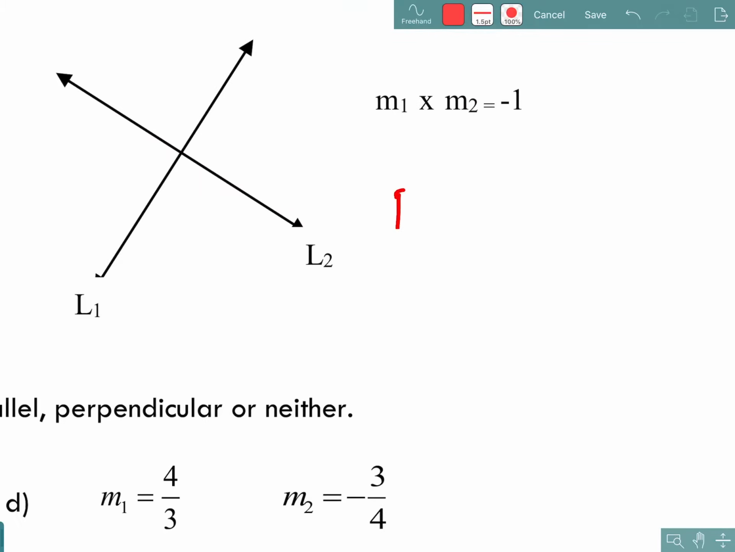And the symbol for perpendicular is kind of like a T upside down. Basically what they're showing you is the perpendicular lines being drawn. So when you see that, that means perpendicular.